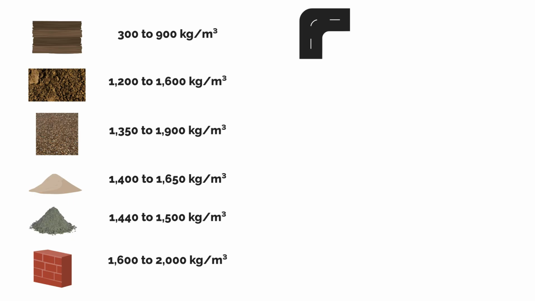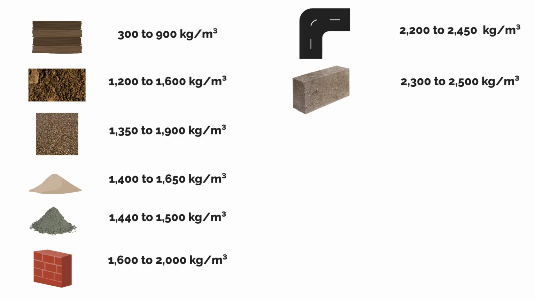Moving on, we have asphalt concrete, coming in at around 2,200 to 2,450 kilograms per cubic metre. It's used for road surfacing and car parks, thanks to its flexibility and resistance to heavy traffic loads. Next is concrete, which typically ranges between 2,200 to 2,500 kilograms per cubic metre.